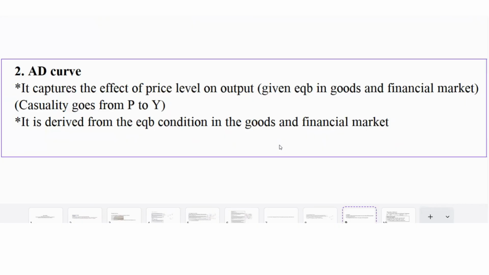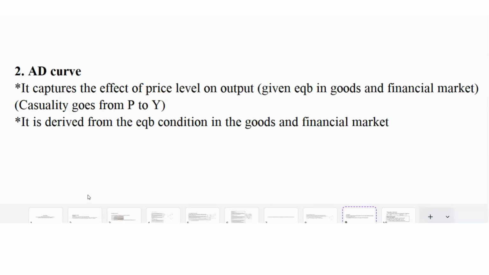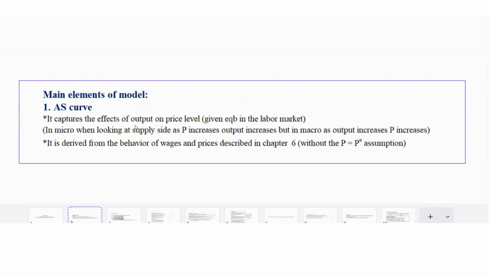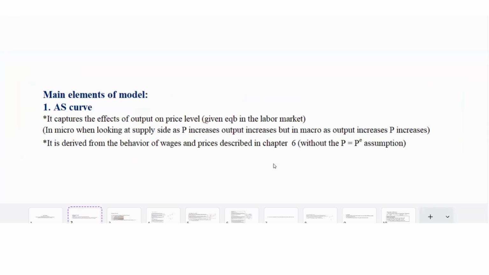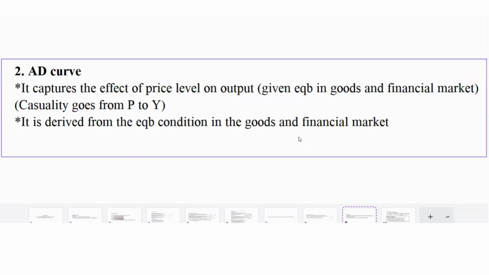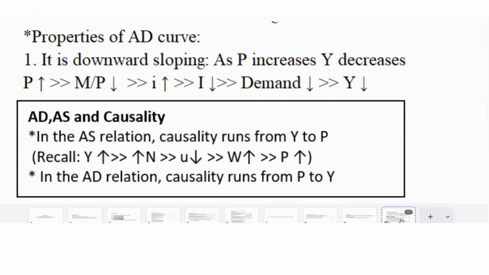Now the AD curve captures the effect of price level on output. So notice how in the AS curve, we're looking at the effect of output on price level. So causality is going from Y to P. But in the AD curve, we're looking at the effect of price level on output. So the causality is going from P to Y. The AD curve is derived from equilibrium condition in the goods and financial market.